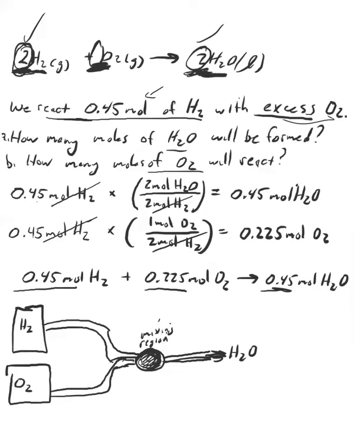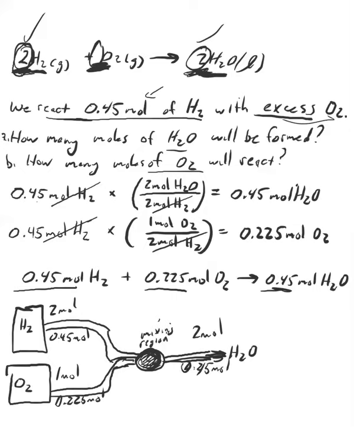Well, we know the proportion is 2 moles of this for every 1 mole of this, and you get 2 moles of this out. That's our proportions of how much goes in and how much comes out. But it's equally valid to say that for every 0.45 moles of this, you're going to need 0.225 moles of this, and that's going to give you 0.45 moles of this coming out.